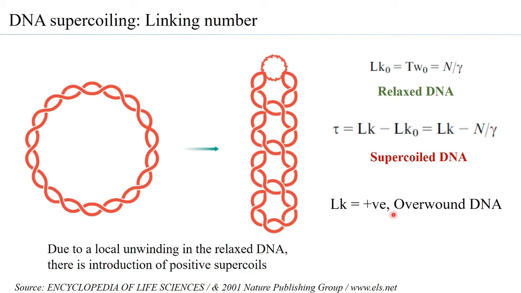When you have a positive linking number change, that means introduction of positive supercoils, and the DNA becomes overwound. With an increase in positive supercoils, the torsional strain only increases. And when the linking number becomes negative, that is, negative supercoiling is introduced, then the DNA is considered to be underwound. So relative to an overwound DNA, the underwound DNA is definitely going to have lesser torsional strain.